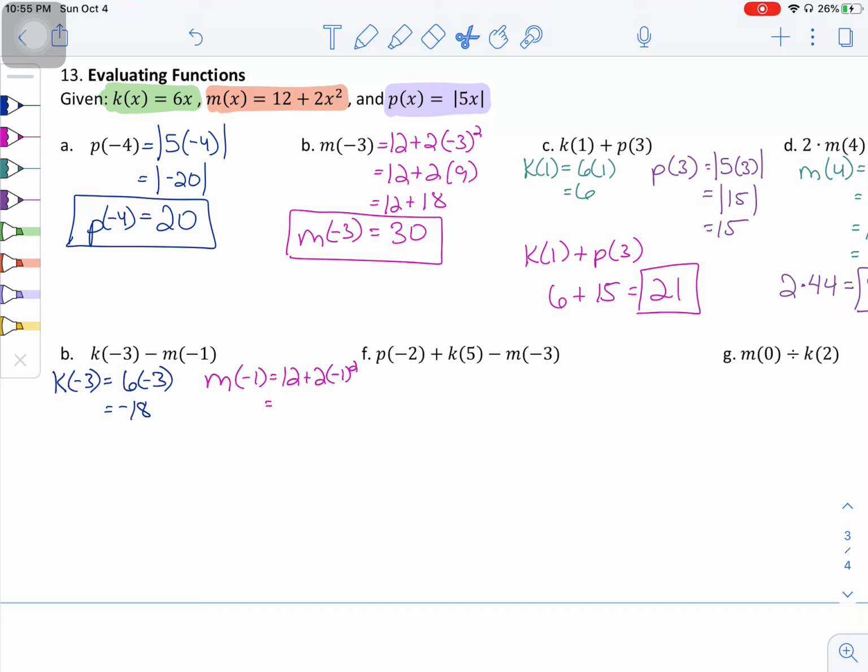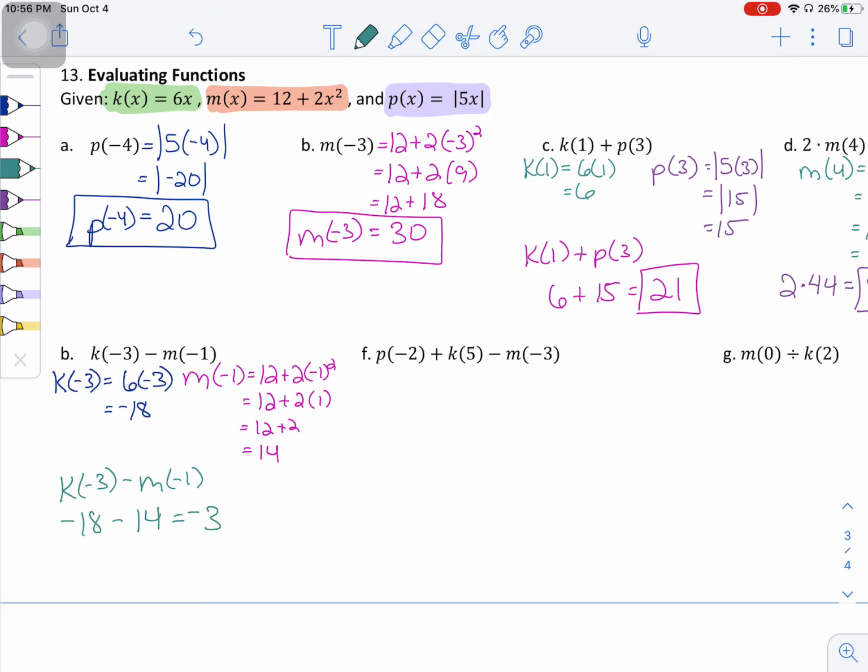Need to be careful. I'm actually going to slide this over, so just give me 1 second. We'll keep the color coding going. So 12 plus 2 times 1, so 12 plus 2, so this is going to equal 14. Now the problem originally said k of negative 3 minus m of negative 1. Well, k of negative 3 is negative 18, and then we're going to subtract 14 from that. So let's see what that gets us. That would be negative 32.